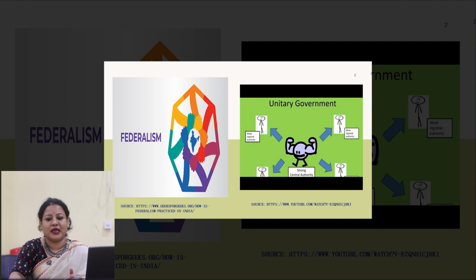Now, we cannot say that Indian federalism is a completely pure federalism. Neither is it purely federal nor is it unitary.